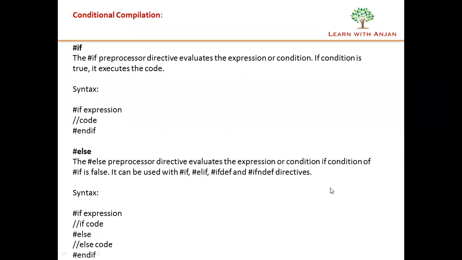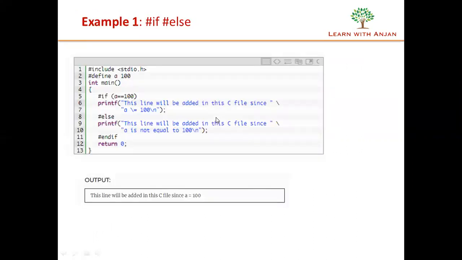Now there are some conditional compilation preprocessor directives. There is a preprocessor directive like #if. If the expression is true, then some code will be precompiled. There is also #else. So instead of going to the theory, we see one example. Then it will be clear.